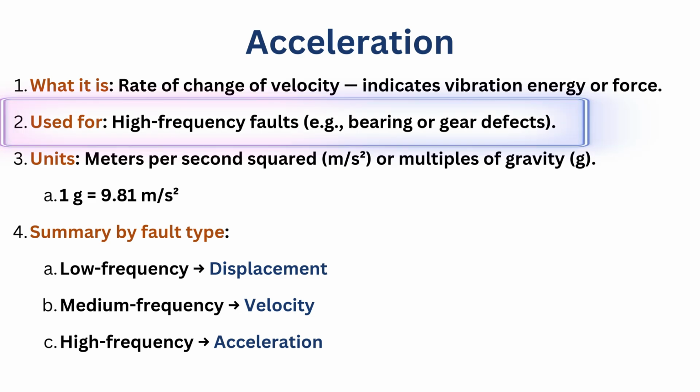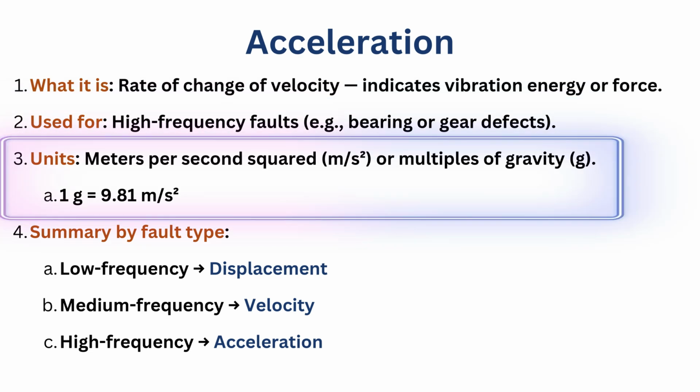So acceleration is the most useful for detecting high frequency faults, especially gear issues, or bearing fault issues, and also some of the electrical issues. Normally this acceleration is measured in meters per second squared, or it can also be measured in g, that is the acceleration due to gravity. So I think that 1 g is equal to 9.81 meters per second squared.